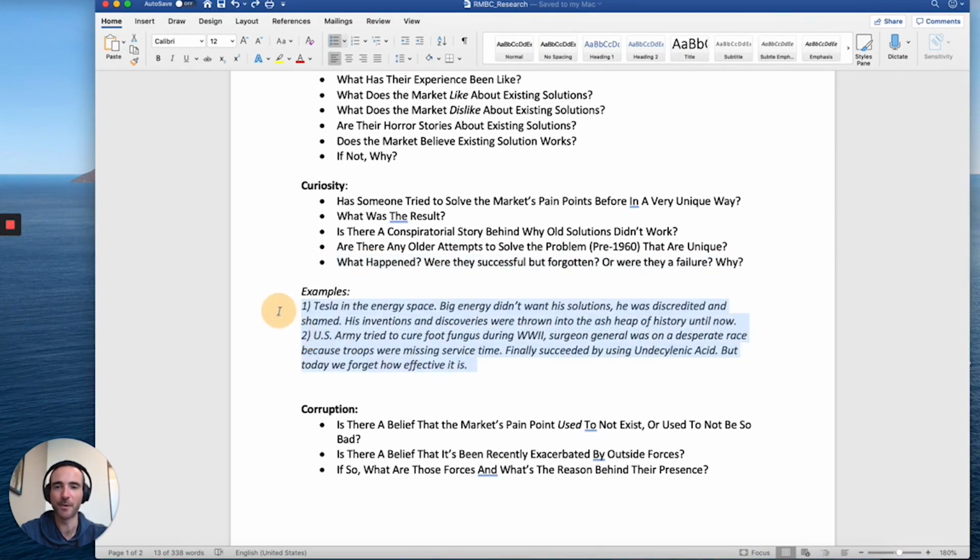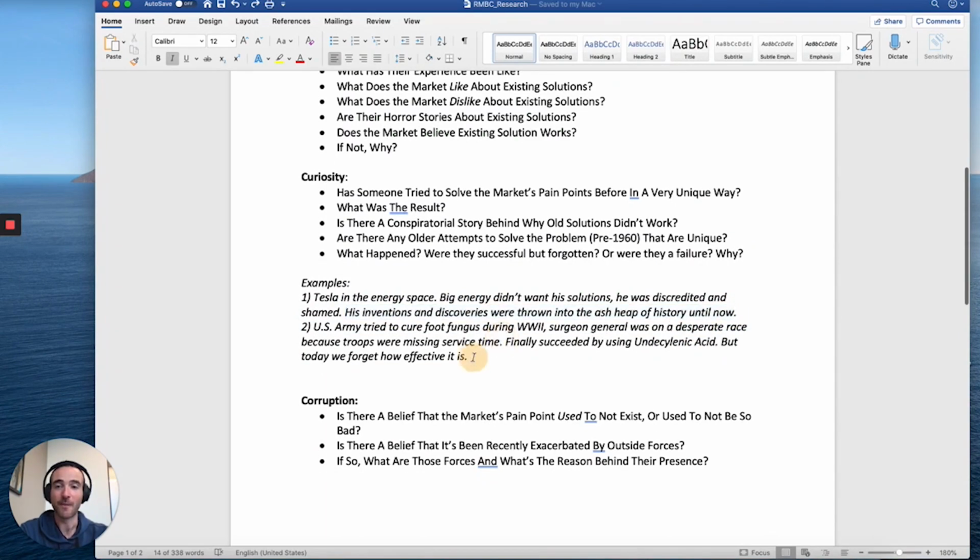I have two examples here that I've been using for a long time, but they're good ones. One is Tesla in the energy space. There's the idea that big energy and Edison and General Electric didn't want him sharing his energy discoveries with the world, and so he was discredited and shamed, and he died broke and a broken man, and never got the love he deserved, but really he was ahead of his time. So if you have a solar charger or a battery and you can tie it back to Tesla, it's been done a lot at this point, honestly, but potentially it could be a unique way of presenting your product or service.